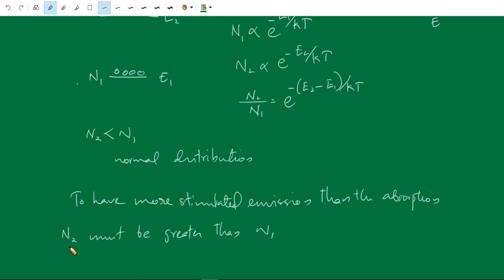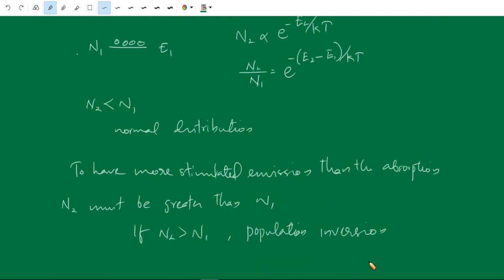If by some mechanism we can make more particles in the upper energy level than in the lower energy level, then we can say that there is population inversion. If N2 is greater than N1, then we can have population inversion. Normal population is such that N2 is always less than N1, but if we can make N2 greater than N1, then it is called population inversion.